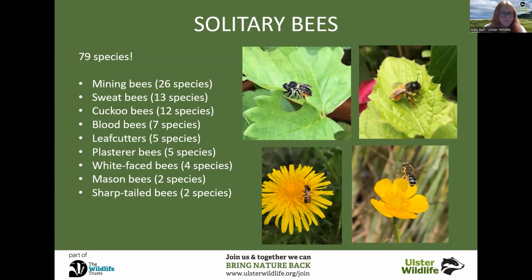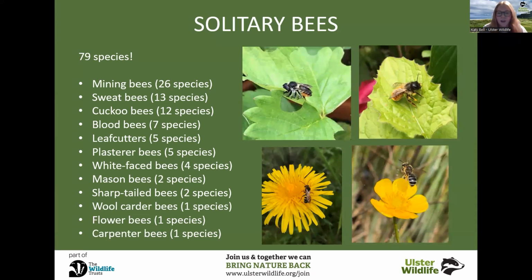Our sharp-tailed bees, 2 species. Some of these are very rare, by the way, so you might not come across a lot of them, but just so you roughly know how they're grouped. Wool carder bee, one species, flower bee, one species, and our carpenter bee, one species. So there you go. We've got 79 species. That's how they're all grouped. That's what makes up our species in Ireland. So yeah, go out, try and find as many as you can.